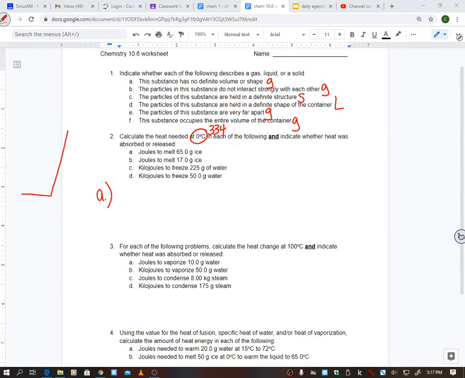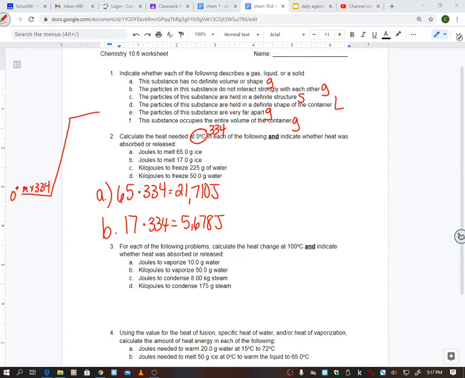now remember we have that curve that goes like this, and at 0 degrees, we took our mass times 334. So that's what we're doing here. We're going to take 65 times 334, and that is 21,710 joules. B, I'm going to take my 17 grams of ice and multiply by 334 because once again, we're still at 0 degrees Celsius, and this is 5,678 joules.